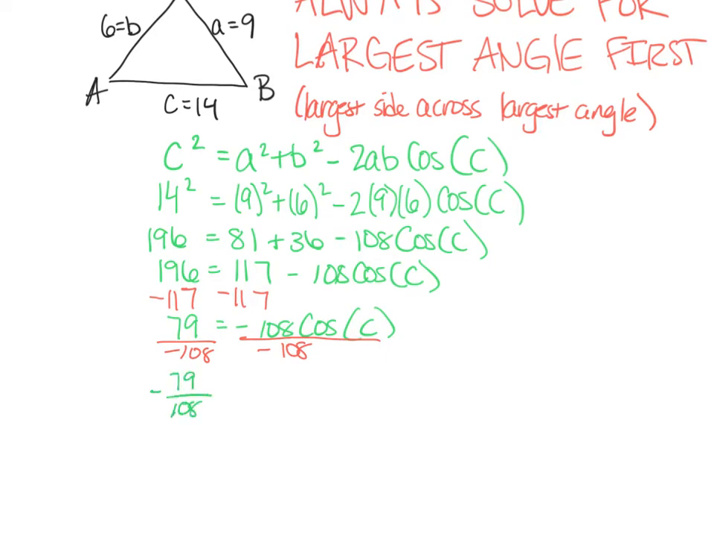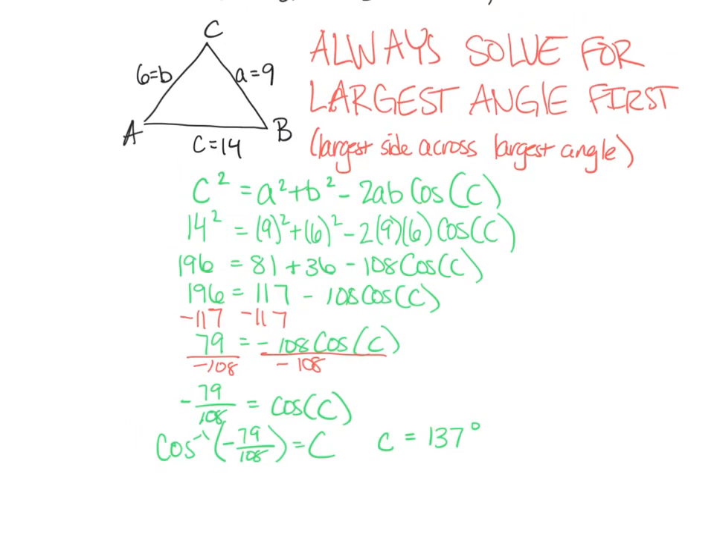Maybe that can be reduced. I don't think so, because I think 79 is a prime number. That is equal to cosine of C. To get C by itself, I'm going to use cosine inverse on both sides. And now that I have C by itself, I can plug this into my calculator, and I'm going to end up with C is equal to 137 degrees. C is equal to 137 degrees. So this is what law of cosines looks like. I'm going to take this, draw this, and there we go.